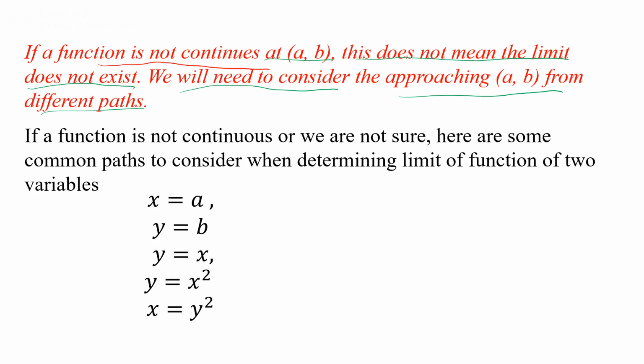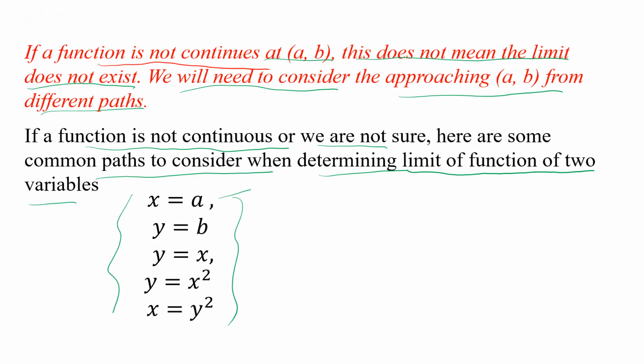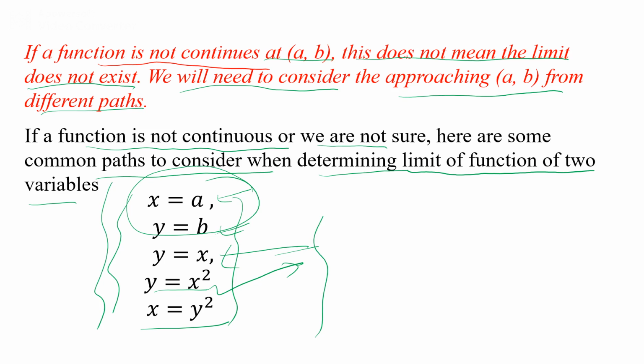So if the function is not continuous and we are not sure, here are some common paths to consider when determining the limit of a function of two variables. These are some standard paths we use: x equal to a, y equal to b, or we take the path y equal to x, a straight line, y equal to x squared, which is a curve, and x equal to y squared. We can take any one of these paths and check whether the limit exists or not.